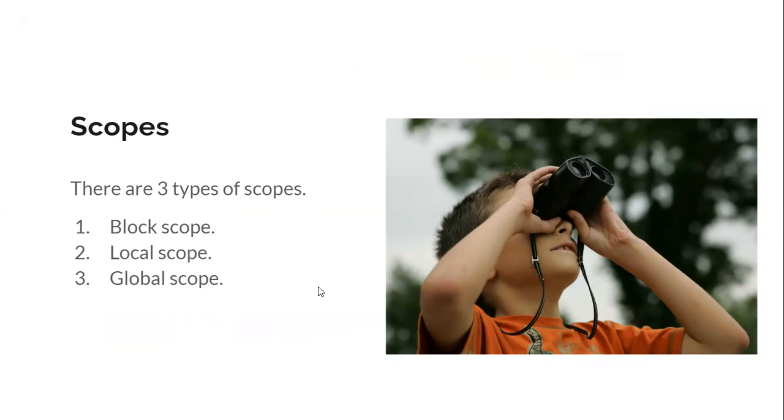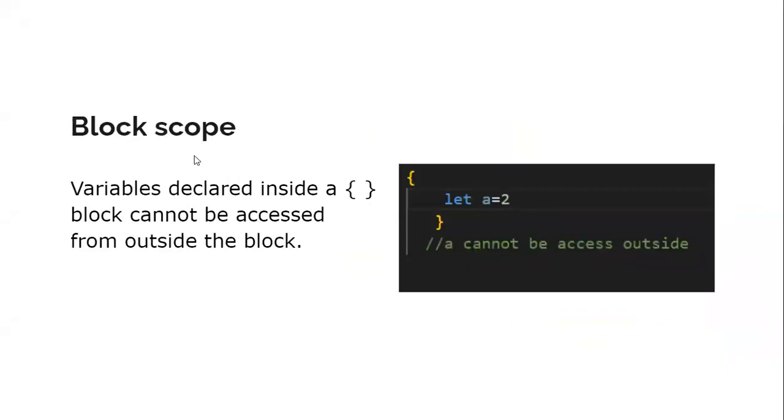So most developers know the global scope and the block scope, but sometimes they do not get to know the real difference between the block and local scope, because they think that both are similar. Block scope and local scope both are similar. So now we are going to see the difference between the three. Okay, now the first one is the block scope.